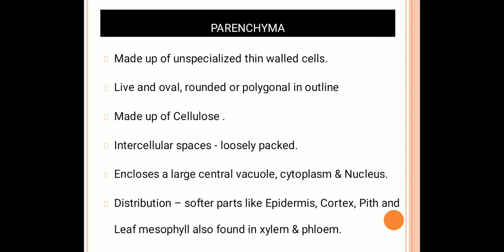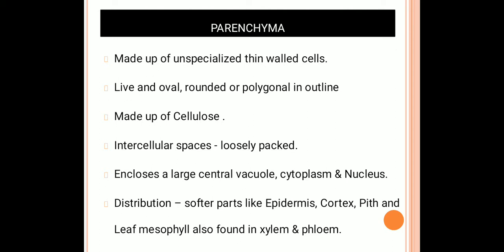The cells in these tissues are usually loosely packed. Why are they loosely packed? Because they have a large number of intercellular spaces. Inter means between, so there will be spaces between the cells. From one cell to another cell we can see the spaces. With the help of the intercellular spaces it is loosely packed.